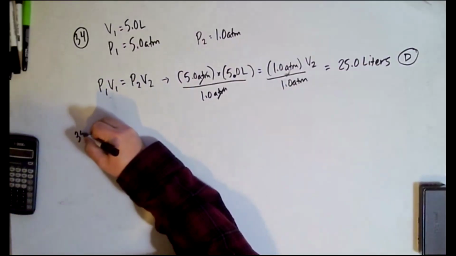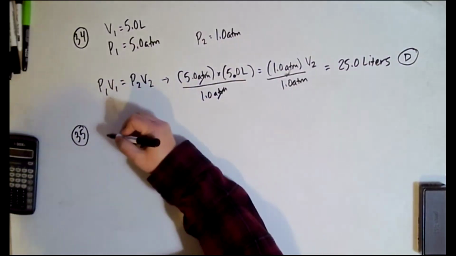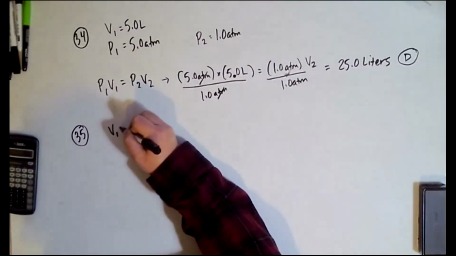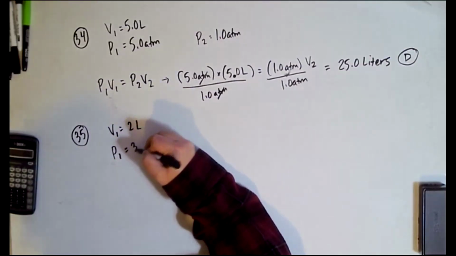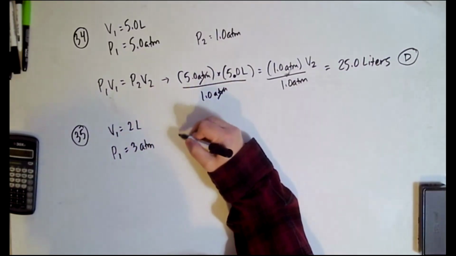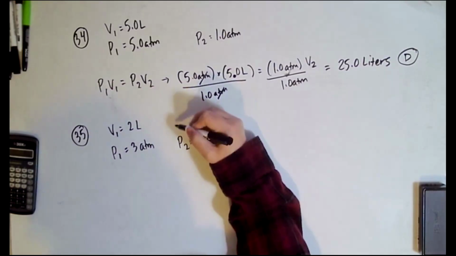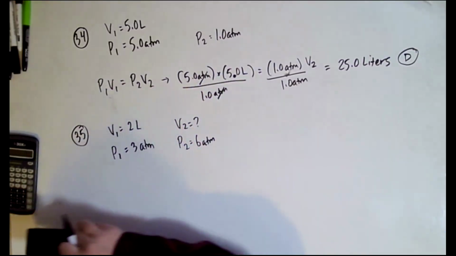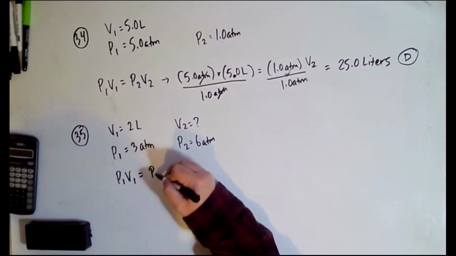For question 35, our setup is going to look really similar because we're still using the same simple gas law. We're still using Boyle's law here. In this case, they're telling us that our gas is occupying an initial volume of 2 liters at an initial pressure of 3 atmosphere. And our pressure is going to change to 6 atmosphere. And we want to know what our new volume is going to be. Okay. So we still have P1 times V1 equals P2 times V2.